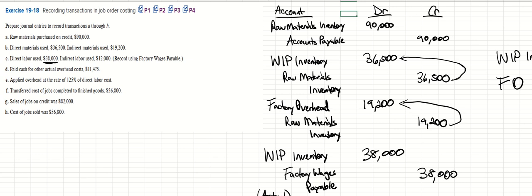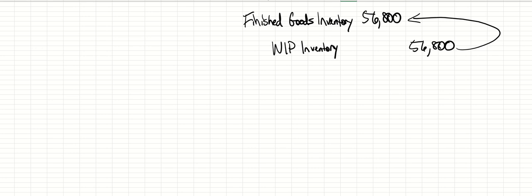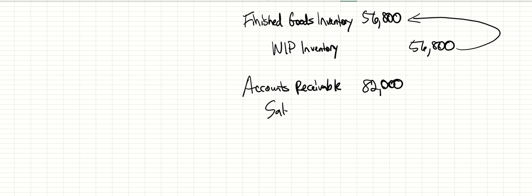Okay, last two for letters G and H. So G, sale of jobs on credit was $82,000. Okay, so this is the sale. This is the revenue that was generated in the amount of $82,000 on credit. So we're going to debit to recognize the revenue. We're going to debit accounts receivable since it was generated on credit for $82,000. And the credit is going to go to sales revenue for that same amount. And that's to recognize the revenue on credit.